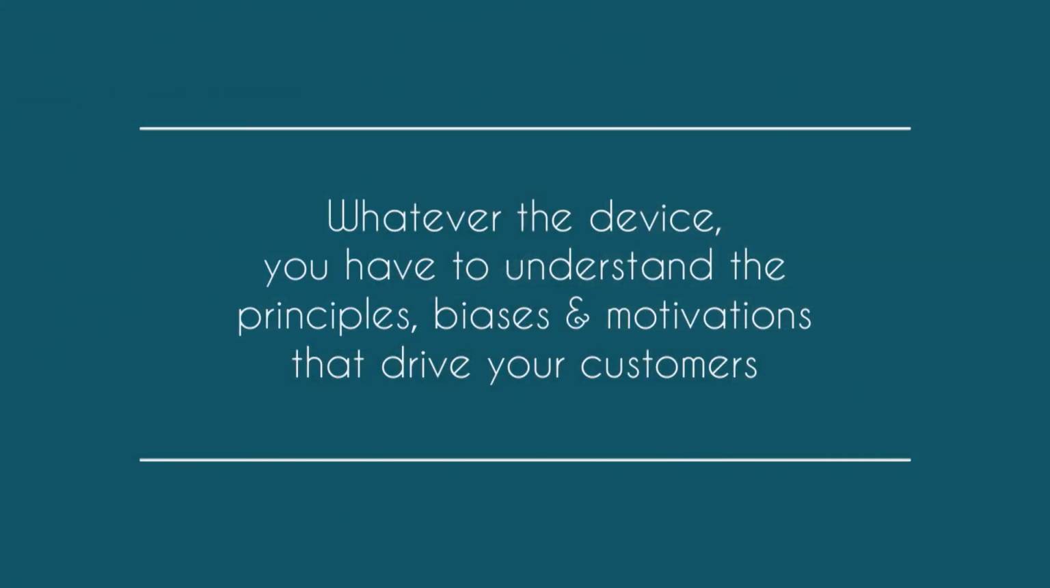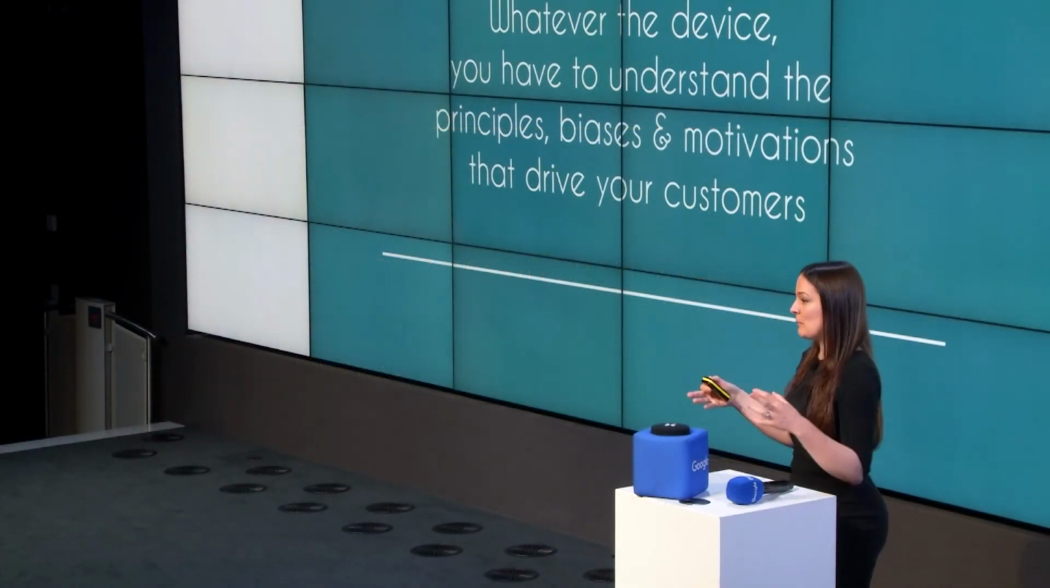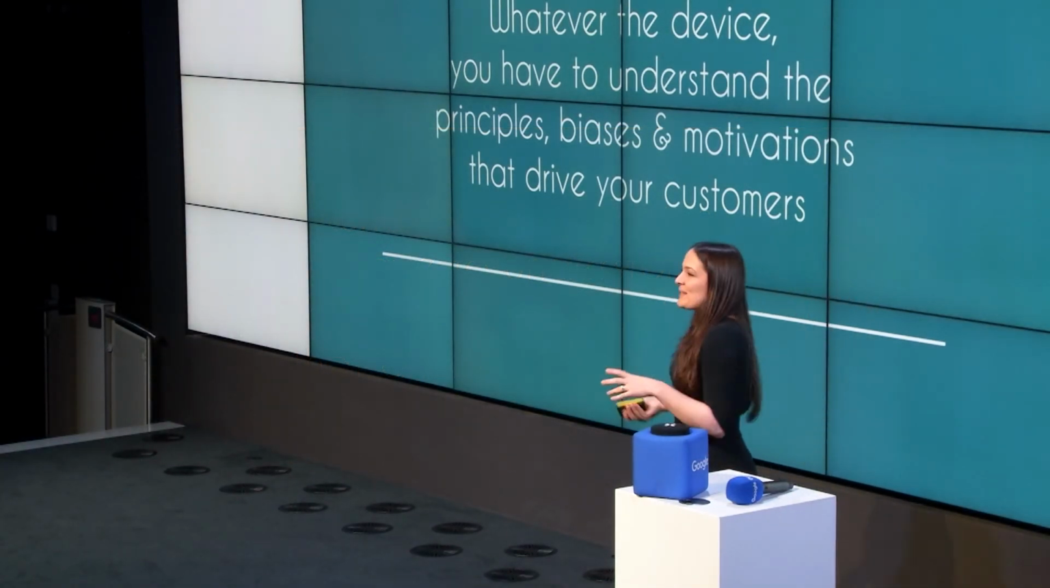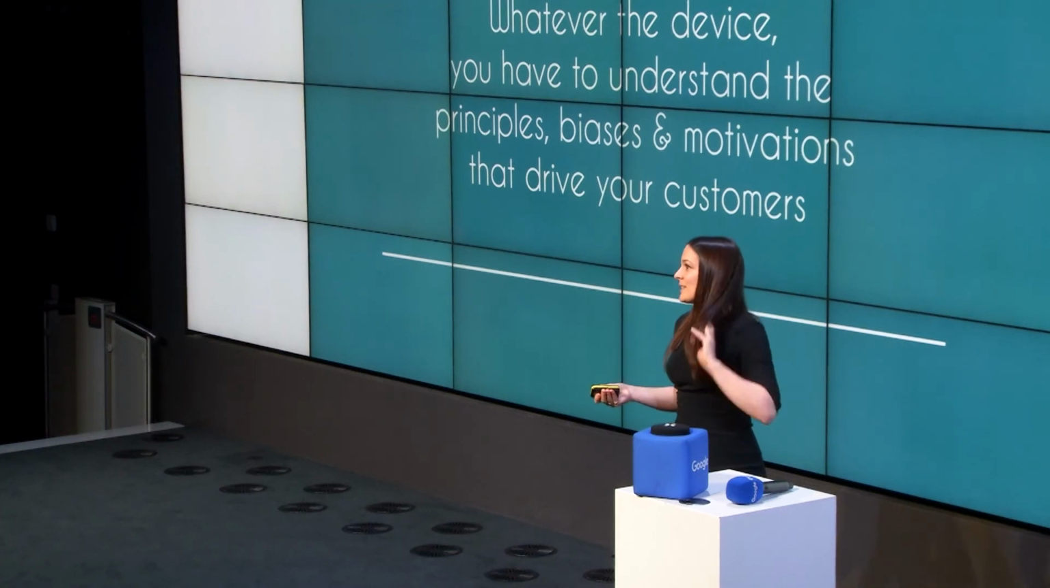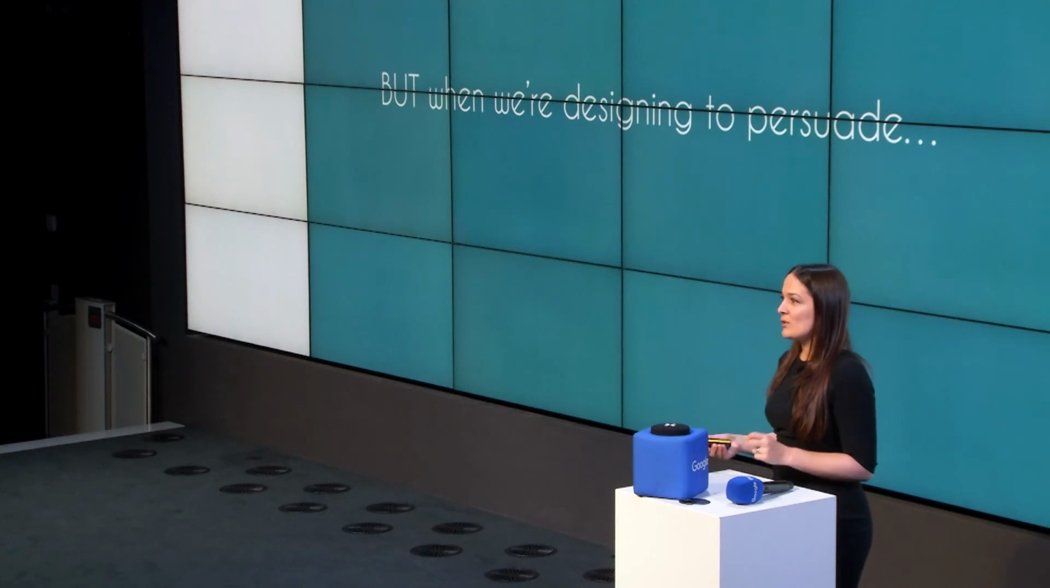Whatever the device that you're optimizing for, you have to understand the psychological biases and motivations that are driving your customers and the best way of applying those in the design on whatever device it is. But there is one thing that I think is really important to note: when we are trying to persuade, we have to think about how we are deploying these sorts of psychological principles and why. I would say that there is a spectrum of ethical use of these sorts of things.